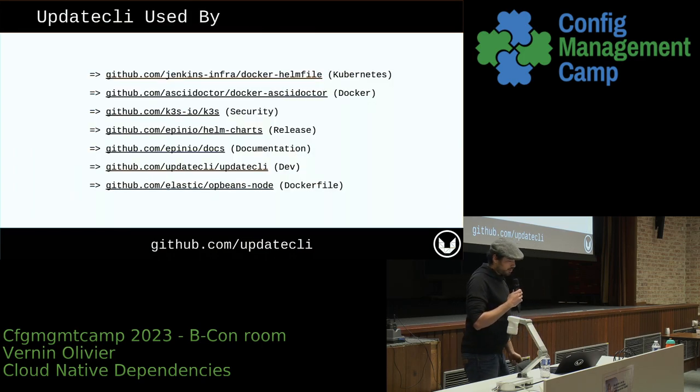We started using it on multiple other projects. So here are just different examples. For example, on Docker AsciiDoctor, we used to bump Dockerfile, Bats tests, and the README.